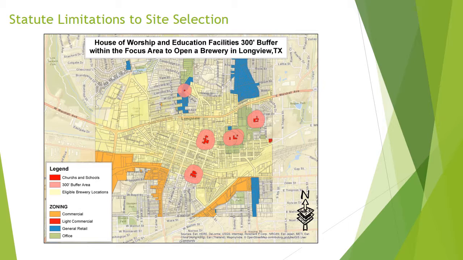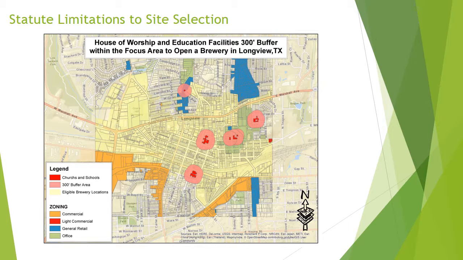Once the area was decided to focus on for site selection, in a wet precinct zoned heavy commercial, there are additional limitations that would prohibit the location of a production brewery. One of them is a statute that says from front door to front door, a brewery cannot be within 300 feet of a house of worship or an education facility, as measured along the route of the road, not crossing property lines.